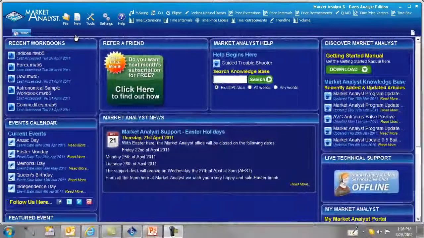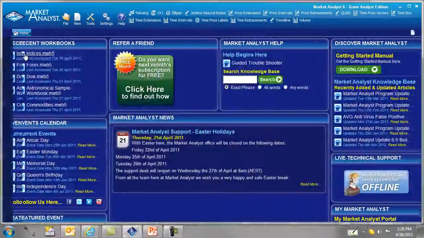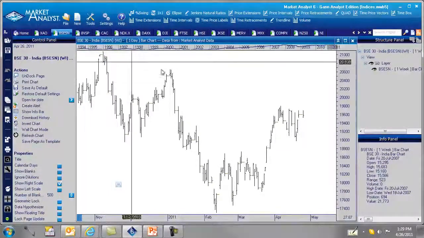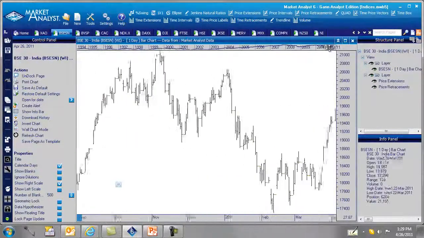So here's the home page of Market Analyst, and you'll notice over here my recent workbook is indices. So let's open that up. Okay, so here's the BSE 30. This is from India, and we're going to look through the chart for a Gartley pattern.